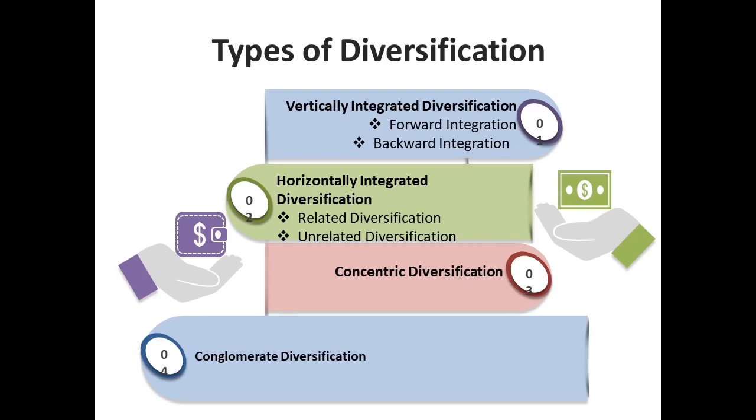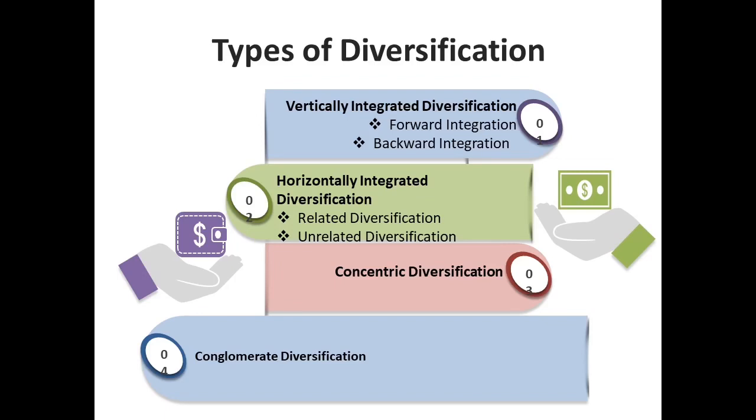Okay, next is backward integration. In this type of integration, the firm opts to move backwards in the value chain so as to create an effective supply of goods by expanding the business and entering the business of suppliers. Number two is horizontally integrated diversification. Okay, in horizontal diversification, the firm acquires one or more businesses that are engaged in similar business and at the equivalent level of production and marketing chains, to enter into complementary goods or take over competitors' products.